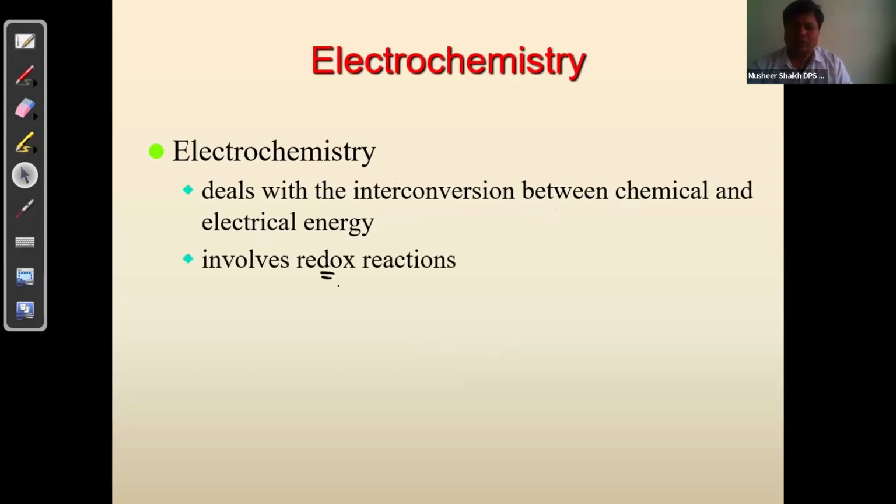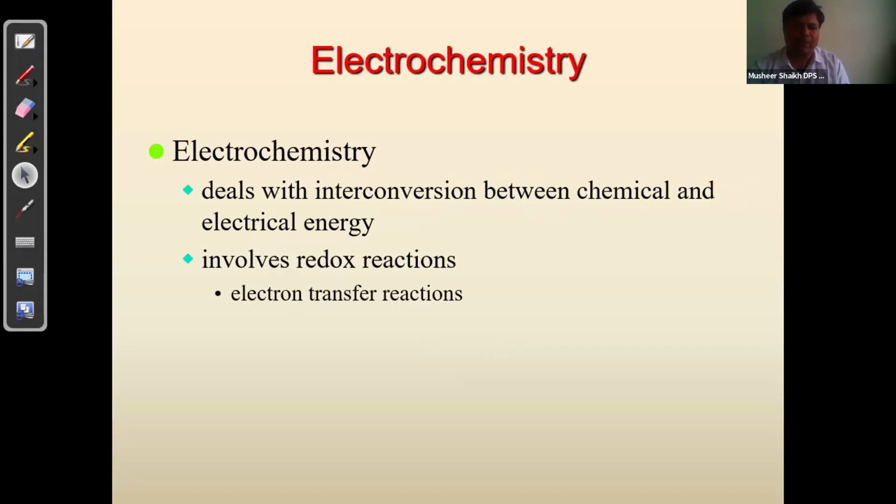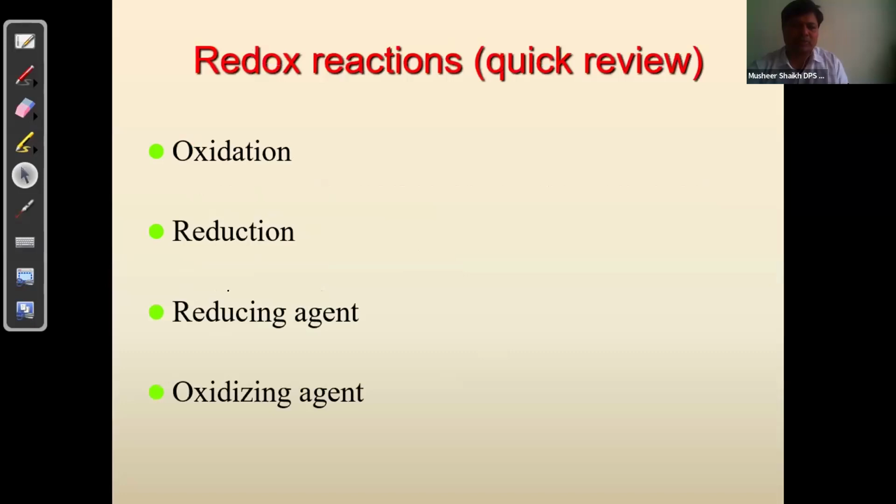It involves redox reactions. So before you start this chapter, the concept of redox, reduction and oxidation must be understood by all of you. Redox reactions are actually the transfer of electron. We'll just revise what is oxidation.